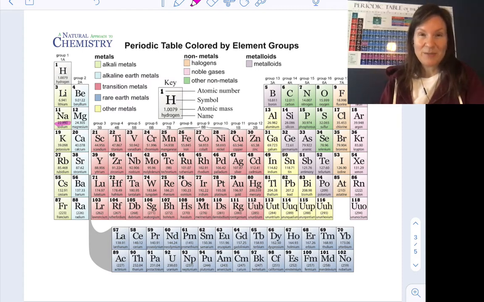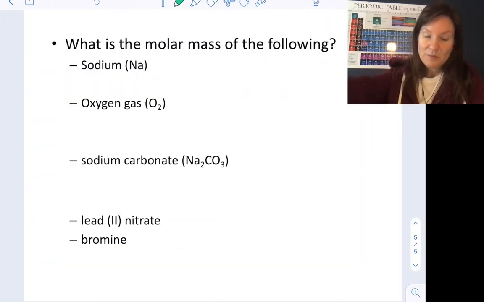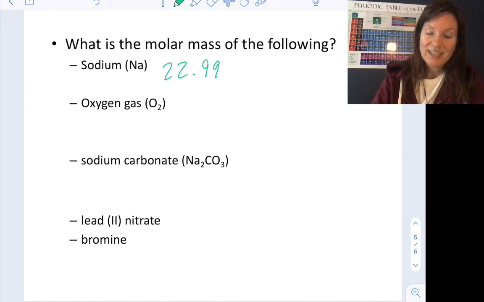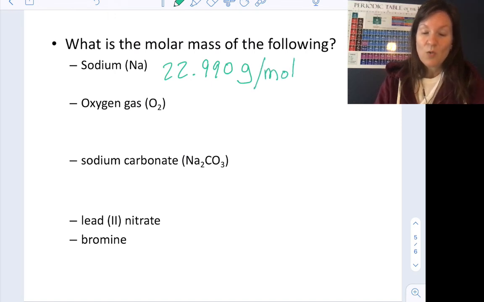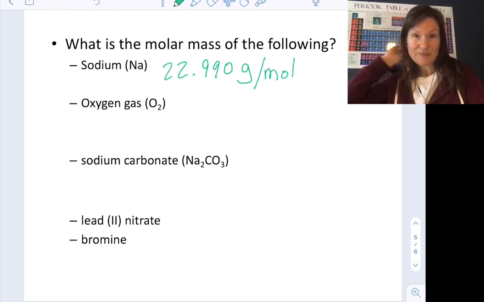And that number given to me is the mass of 1 mole of sodium. So the answer to this is just 22.990. Okay? So the mass of 1 mole of sodium is 22.990. And because I'm dealing with molar mass, that's the amount of grams I have per 1 mole of sodium.